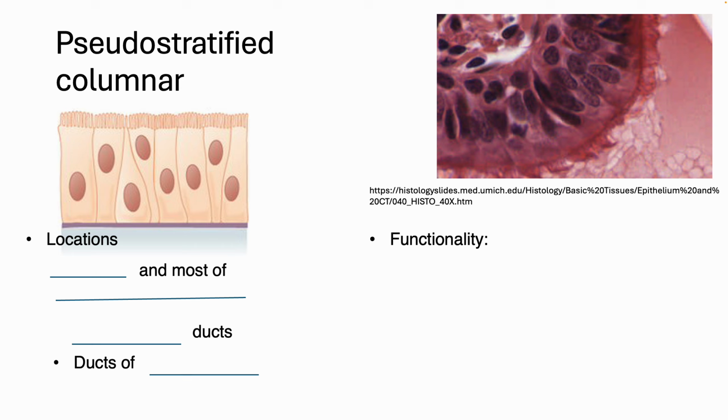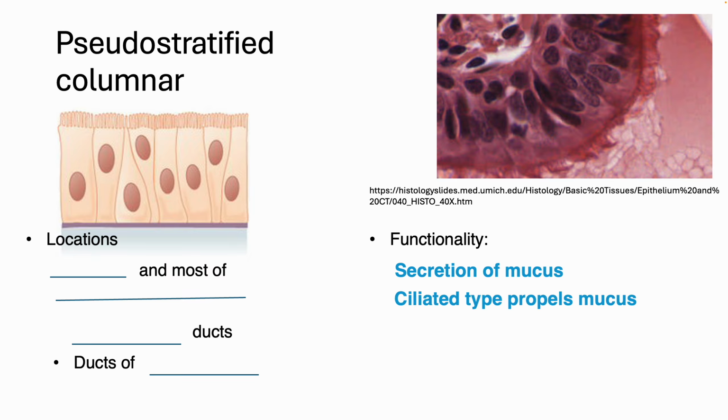Pseudostratified columnar is, again, still a single layer, but due to the different shape of the cells and the different height of the nucleus, it does appear that it is actually multi-layered. It functions to secrete mucus, and also has ciliated types that help to propel the mucus. You find this in the trachea and most of the upper respiratory tract, as well as the sperm-carrying ducts and ducts of certain large glands.